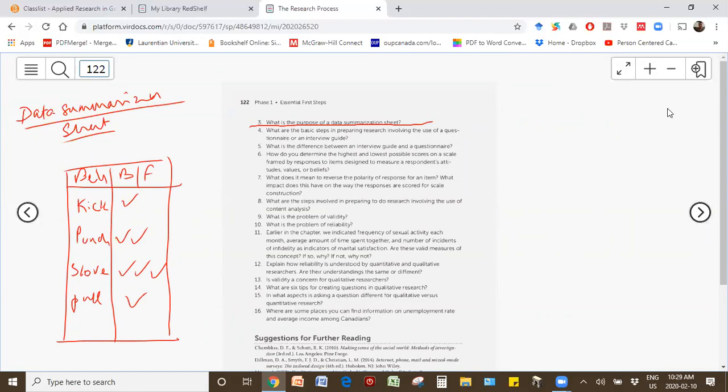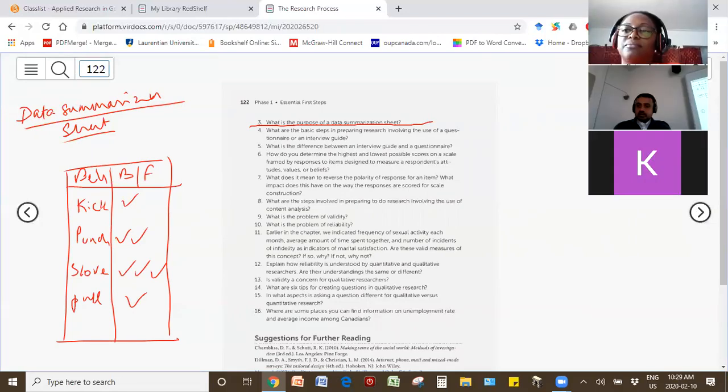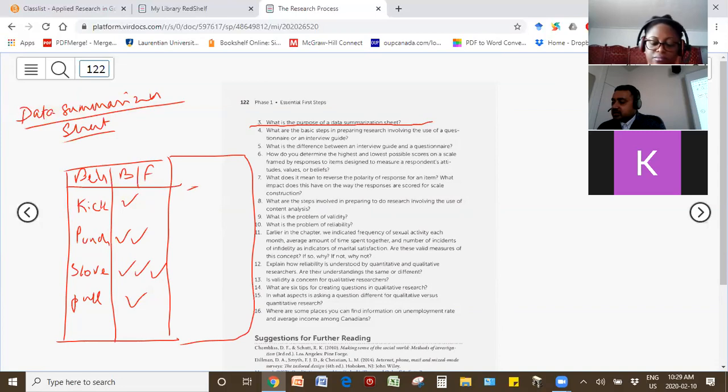I think the purpose of the data summarization sheet is to be simple and direct with answering questions. That's right, Kylie. Yeah. Well, it's so that you can get all your information at a first glance. So for example, if you collected sheets for breakfast, lunch, and dinner, this is your data collection sheet.